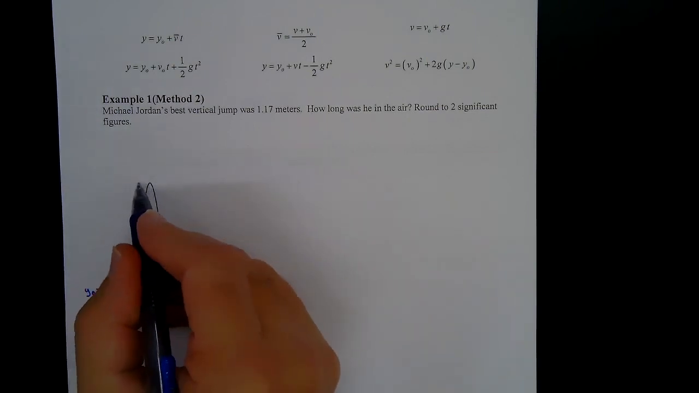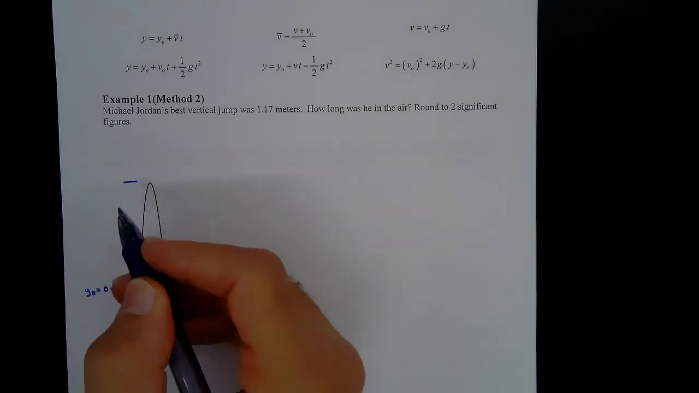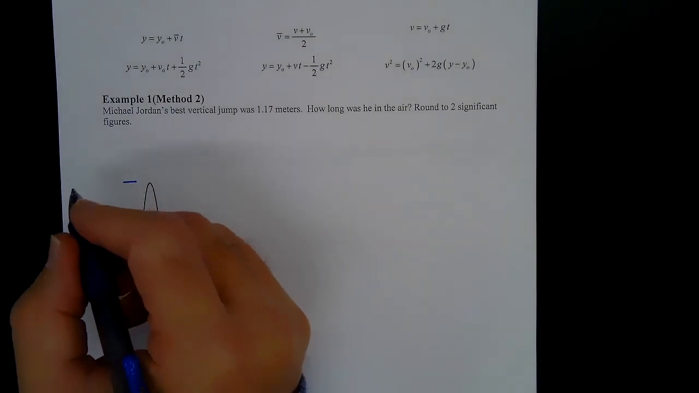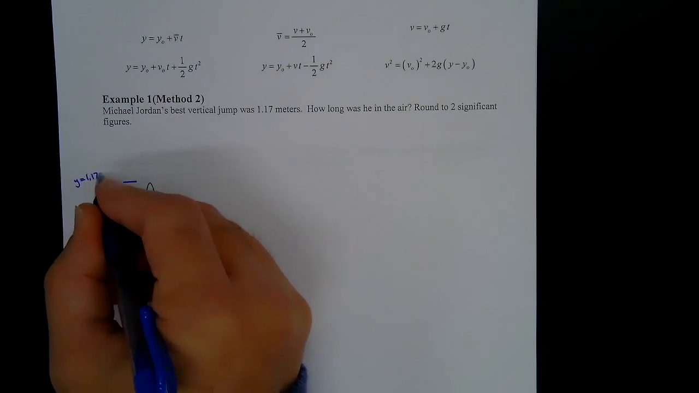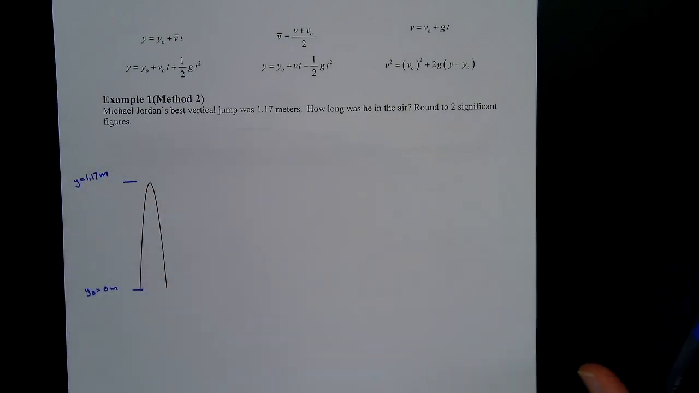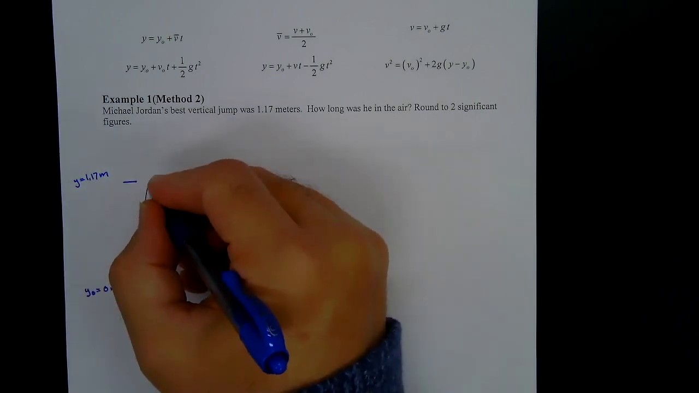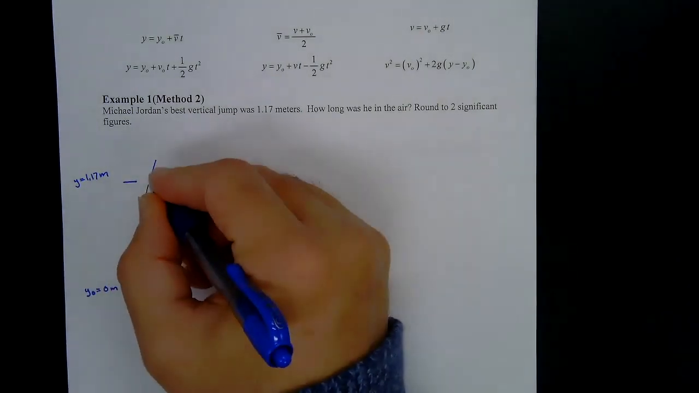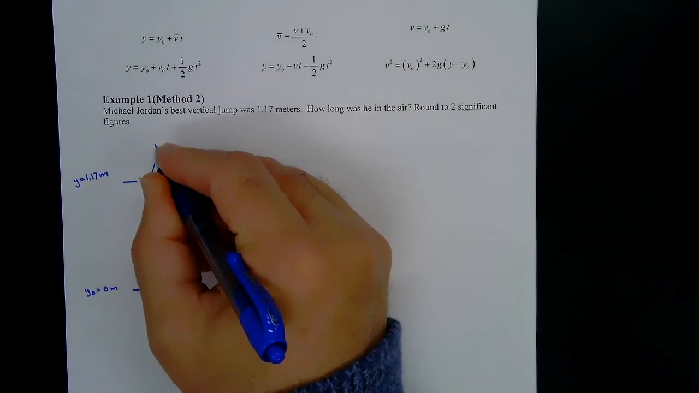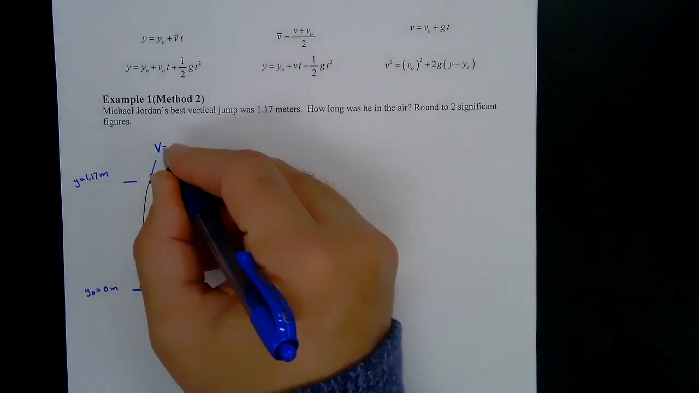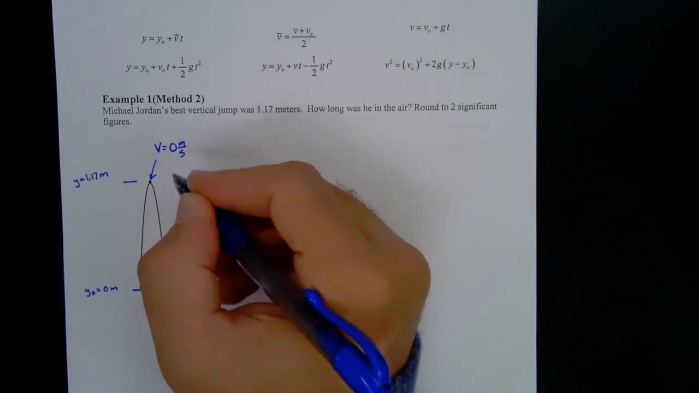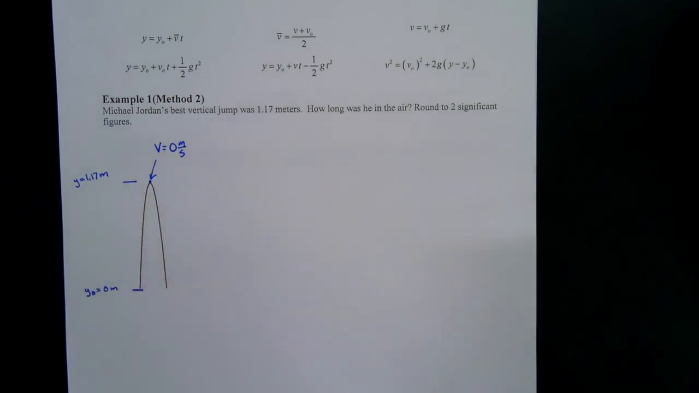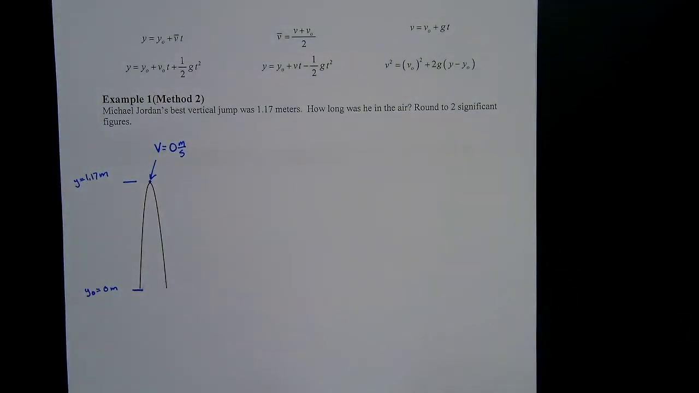So then right at the top, this is still y equals 1.17. So that's my final position, 1.17 meters. So I know those two things. Again, right here at the top, and I'm going to use this fact again, that my final velocity at the top there is 0 meters per second. That's a really, really important fact that we need to know, okay?